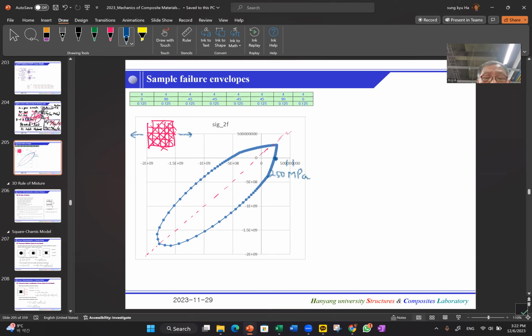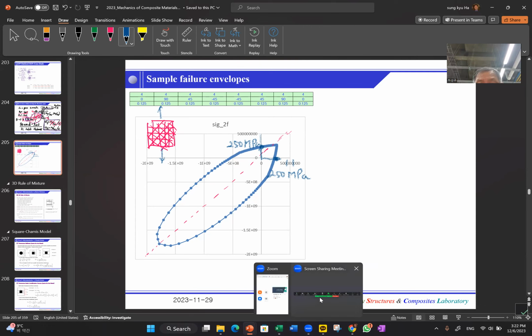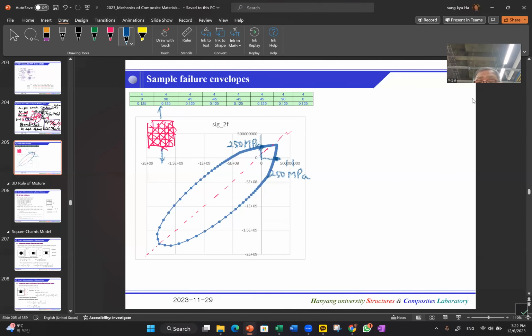And now, what is this point? This point means that we only have this load, right? And here we have about 250 megapascal. I'm sure that this strength and that strength should be the same because this is quasi-isotropic. And so that's the one thing we like to check.